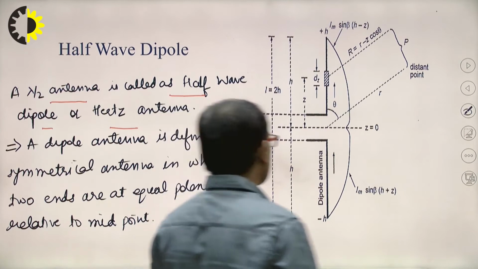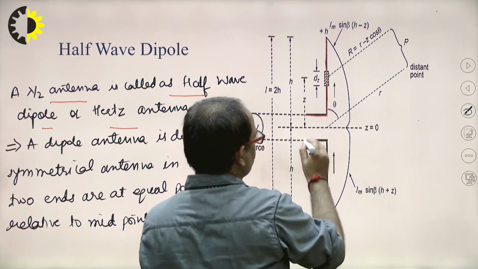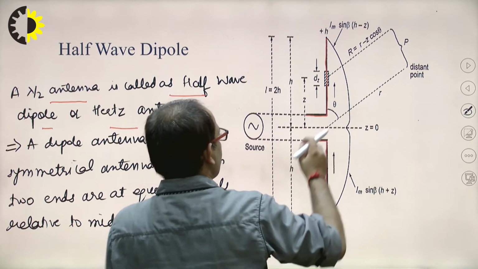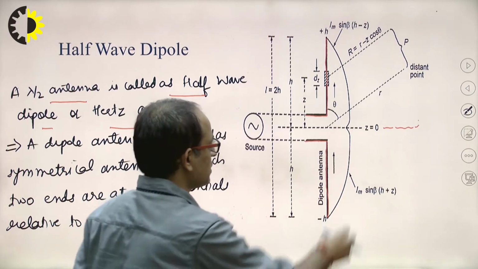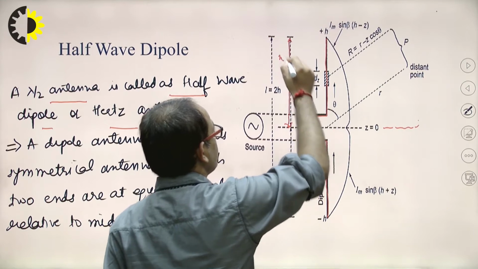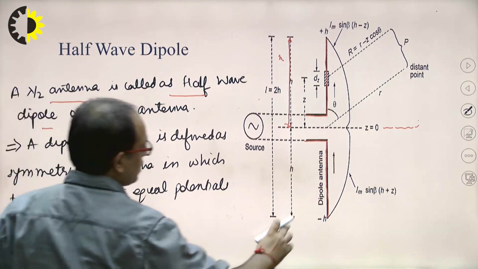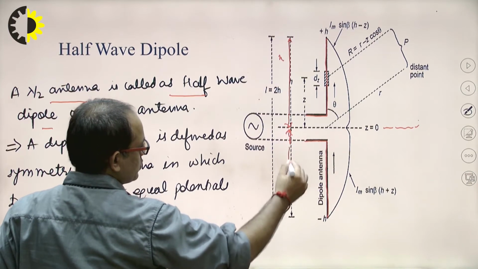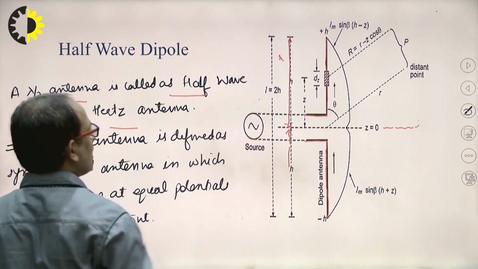If I say this is a half wave dipole, now see this one, this is a half wave dipole and the total length is L. If I say this is the level of ground, or you can say the level of origin, that is Z equal to 0. So the height above the ground, if I say that is H, and L equal to 2H, and this H is below the ground from this level, so the total length will be L equal to 2H.